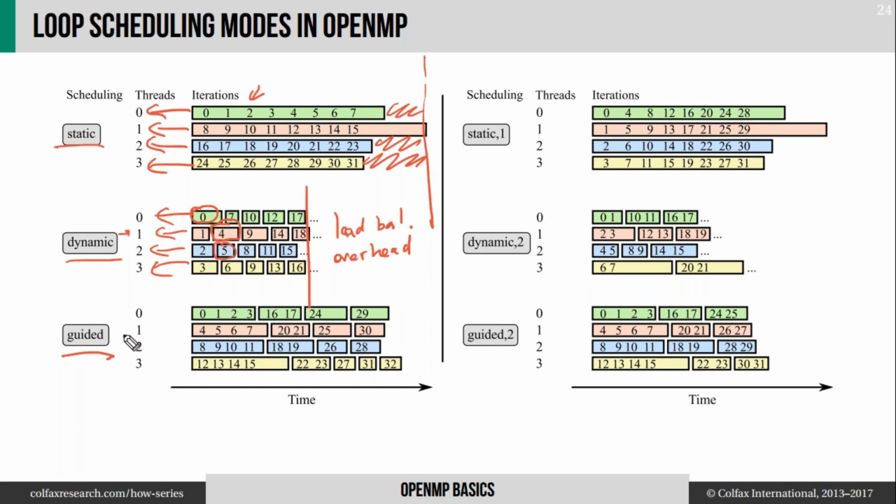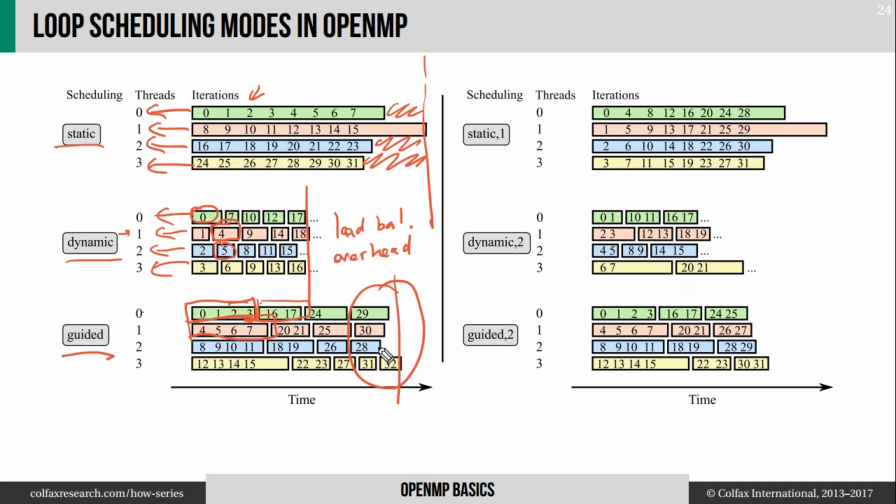In an effort to find a sweet spot, there is the guided mode. In guided mode, OpenMP assigns chunks of iterations to different threads. Not one iteration at a time, but a chunk of iterations at a time. And whichever thread becomes available first gets the next chunk of work. The chunk size becomes smaller and smaller as you go on, so that towards the end of the calculation, you can do your load balancing.